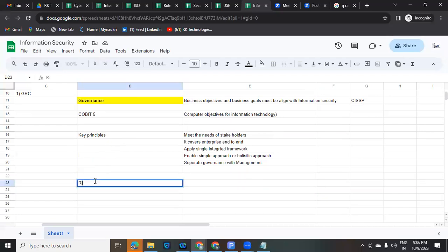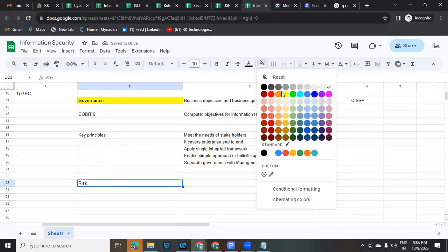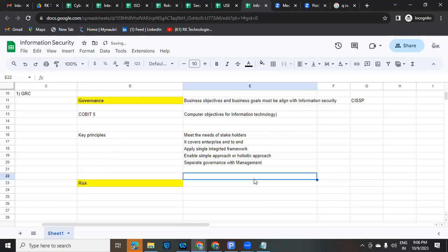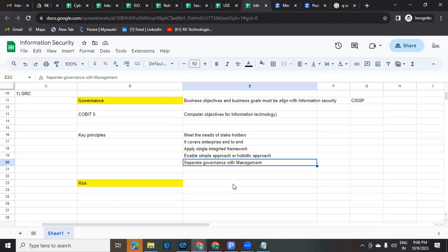Sir, yes, before... Yes, please. Can you once explain the key principles, the fifth point, at once? Could you speak a little bit louder? Fifth point, sir. Can you explain it? Yeah, separate governance from management.